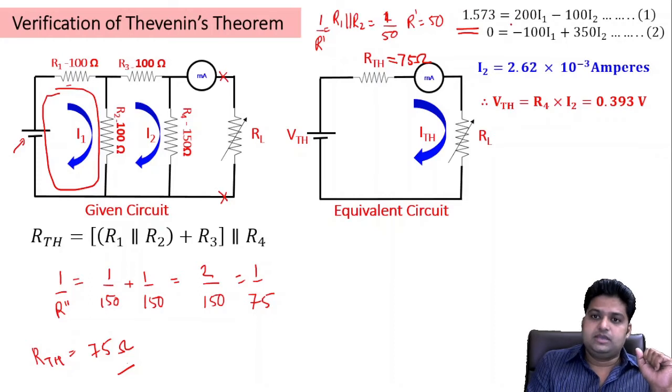Now let's solve this circuit. The current is moving from negative to positive, so it's positive. If I consider only this circuit, then this 100 plus 100 is in series.